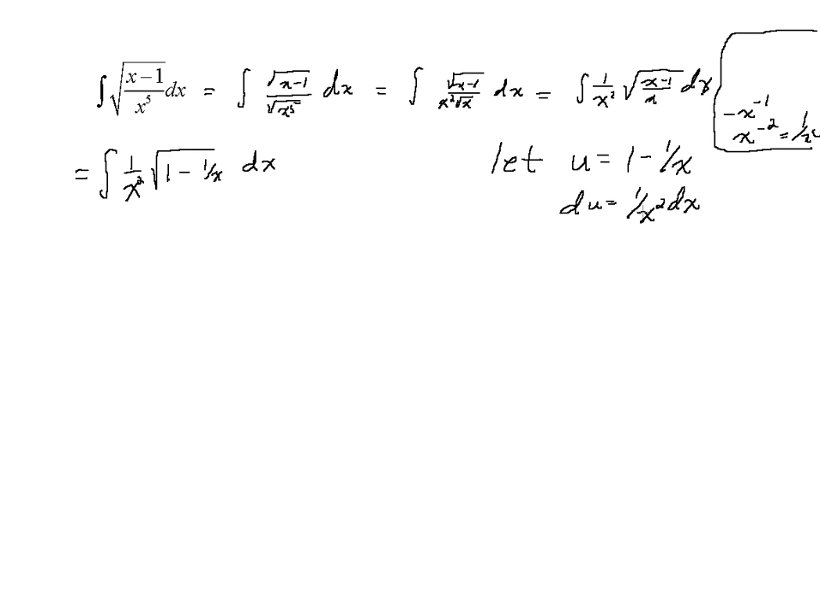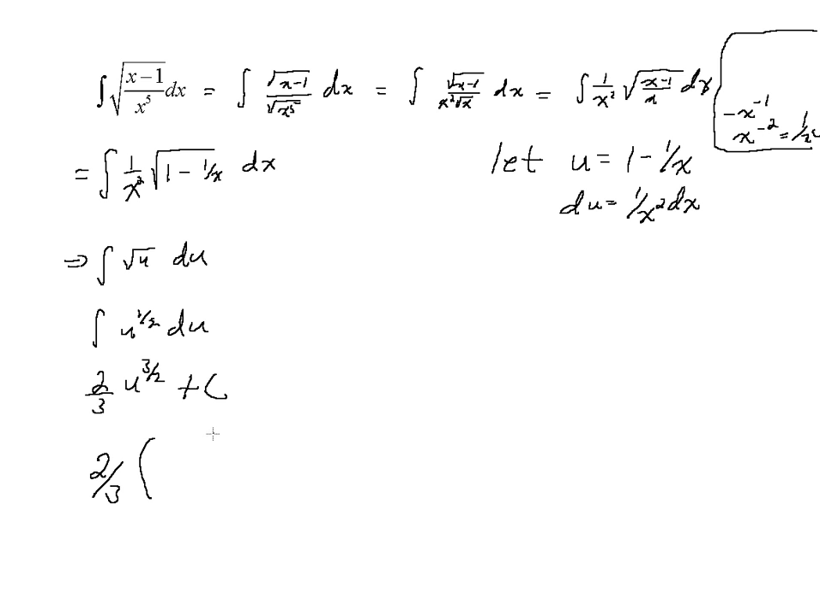Well, I do have 1 over x squared dx right here, so I can sub in du for that, and that'll leave the square root of u du, and that's of course u to the 1/2 and du. Then I can integrate that, and that's u to the 3/2 over 3/2, which is multiplying by 2/3, plus c. Sub back in for u, and I get 2/3 times what was u? 1 minus 1 over x, and that's to the 3/2.